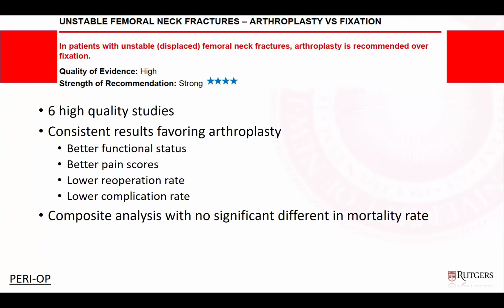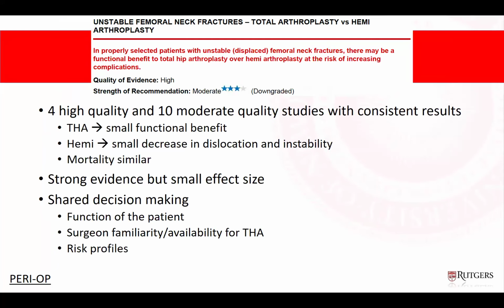In terms of arthroplasty versus fixation for unstable or displaced femoral neck fractures, we all know that arthroplasty is the treatment of choice in the elderly population for displaced femoral neck fractures. There's 6 high-quality studies that they reference, all with consistent results favoring arthroplasty with better functional scores, pain scores, lower reoperation, and complication rates. However, there is a composite analysis that doesn't show any significant difference in mortality rate.